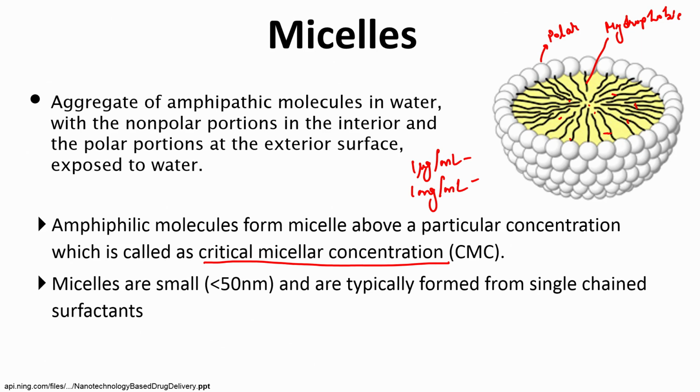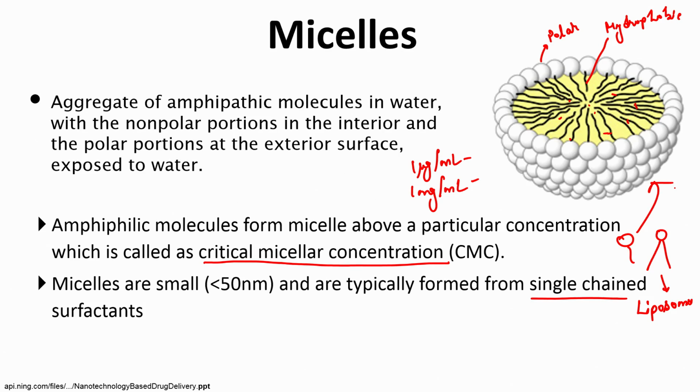As you can see from the structure itself, these are essentially single molecules, maybe 5-6 of them in length. So micelles tend to be fairly small, typically less than 50 nanometer, and they are formed from single chain surfactants. As I said, most of these surfactants are single chain. If they are double chain surfactants, then their hydrophobicity is fairly high and they tend to form liposomes. But if they are single chain, like we have seen in this figure, then they tend to form micelles.